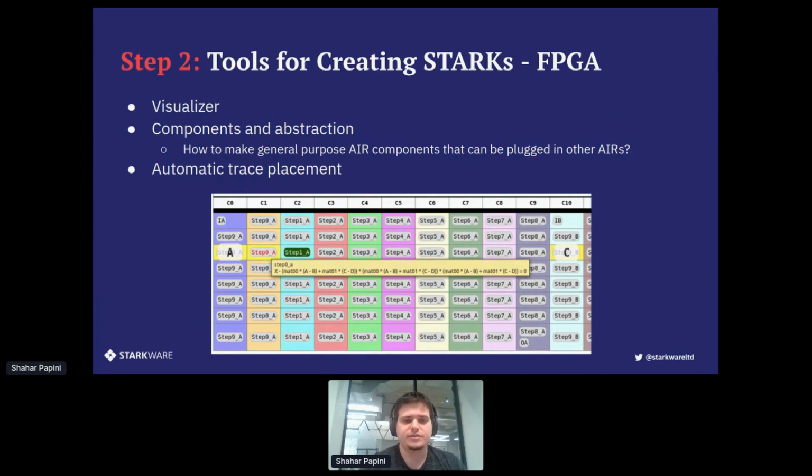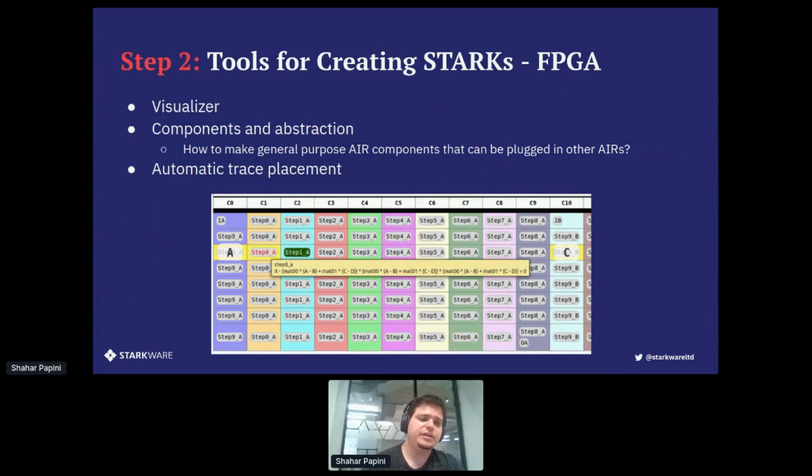What you see in front of you is the visualizer. You can see the columns of a trace of some problems, and each cell has some text on it, some meaning, and you can see the constraints that apply on it. There's also some verifications.